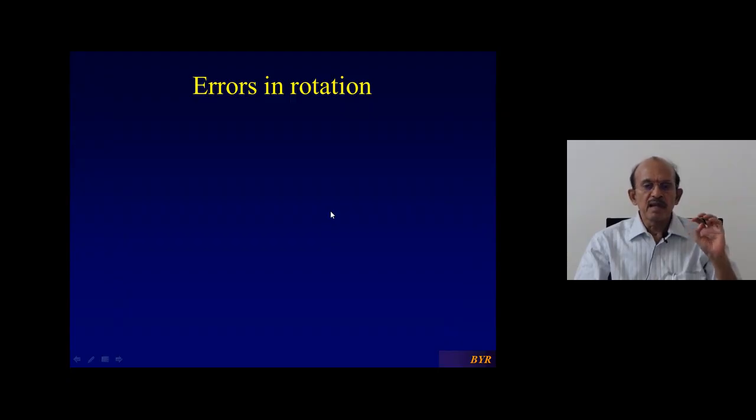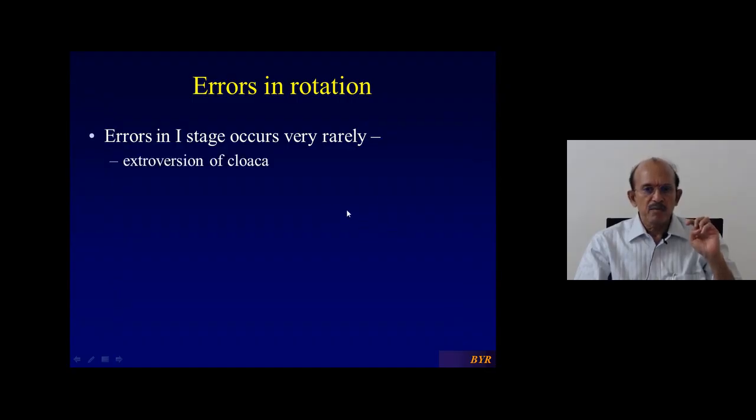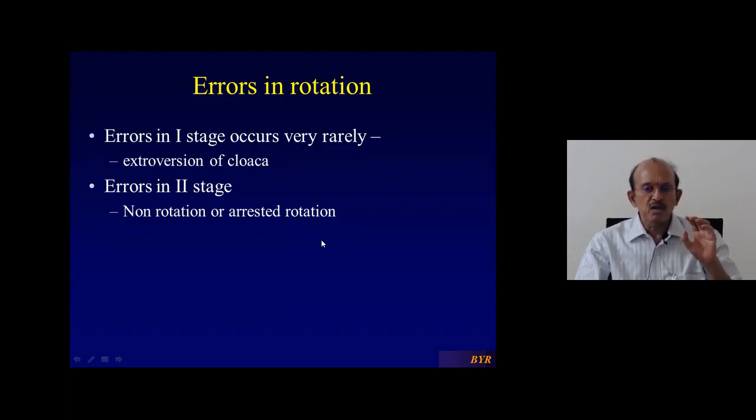Sometimes there can be some errors in the rotation. Errors in first stage occur very rarely. That's called extroversion of the cloaca. Errors during second stage, that means reduction into the abdominal cavity in an orderly fashion: number one, non-rotation, which is also called arrested rotation, reversed rotation, and malrotation. These are the three errors that can occur.